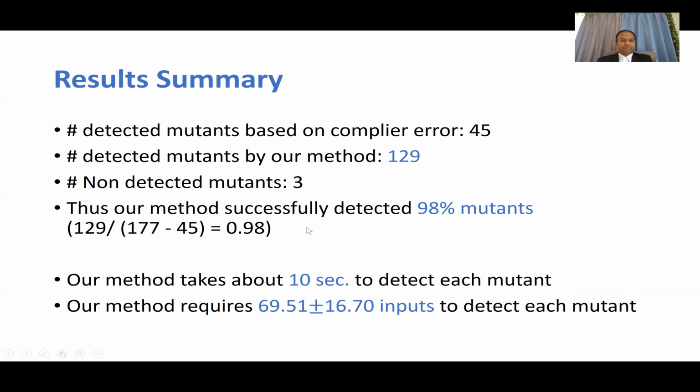And our method successfully detected 98% of mutants, which is really good. The method is also very speedy. We need only 10 seconds to detect each mutant, and our method requires 69.51 plus or minus 16.70 inputs to detect each mutant.